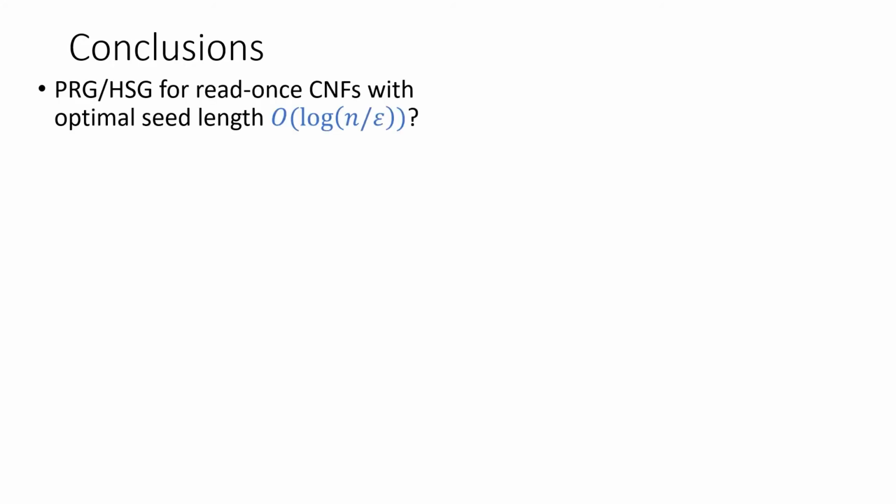Hopefully that gives you some idea of how our pseudorandom generator works. It's too bad that our pseudorandom generator doesn't quite have an optimal seed length in terms of epsilon. It would be great to design a pseudorandom generator with optimal seed length O of log n over epsilon, even if it's just for the special case of read once CNFs.